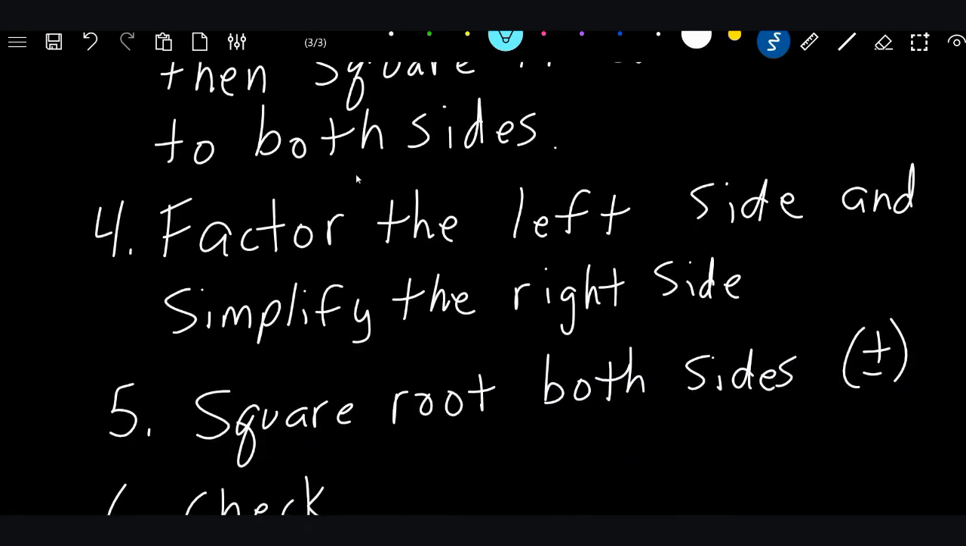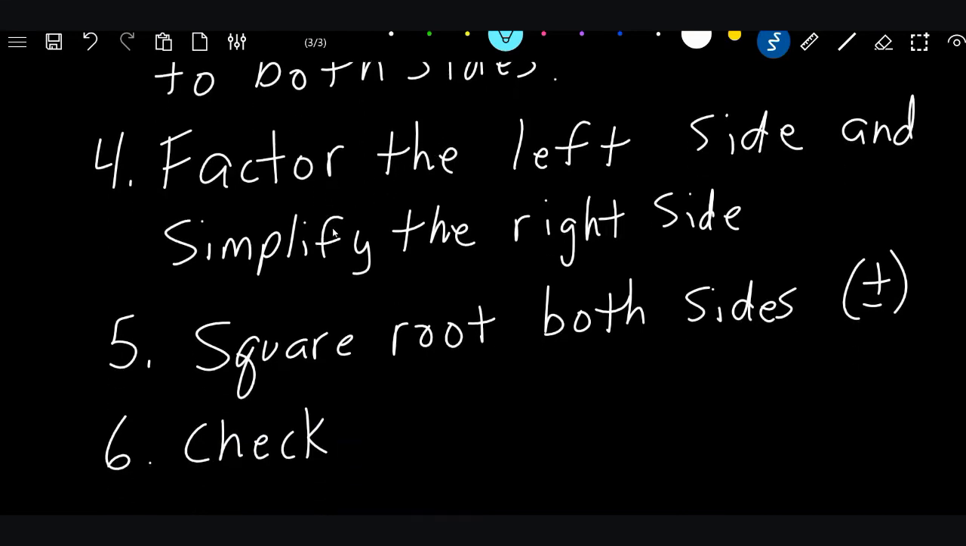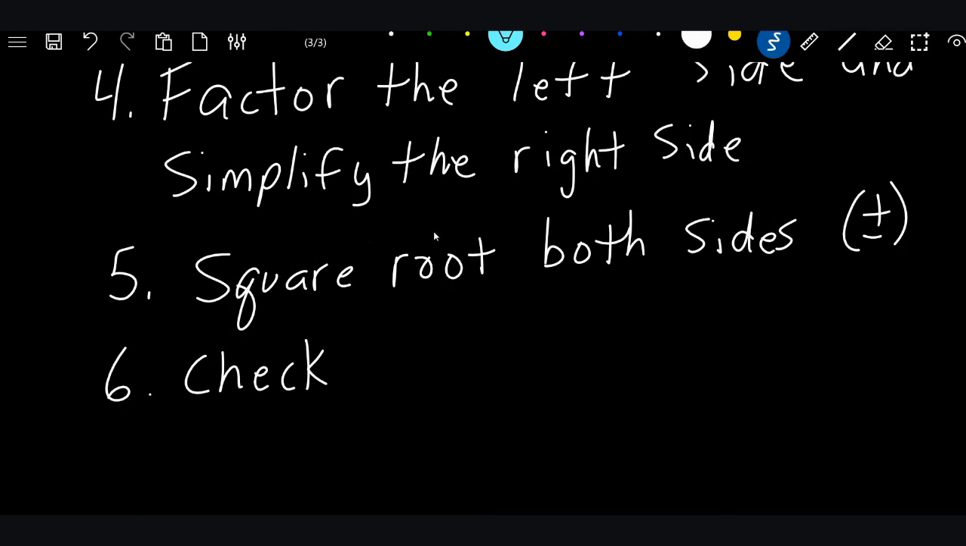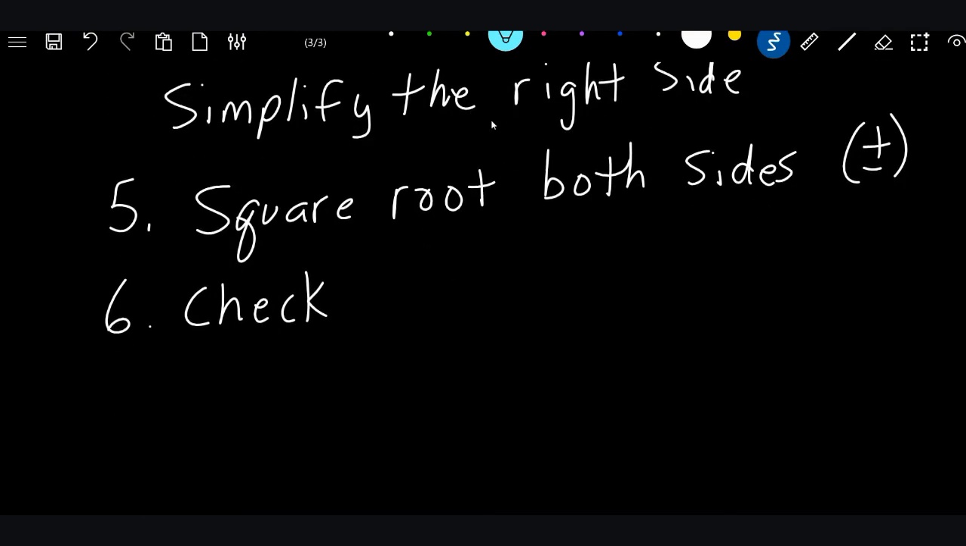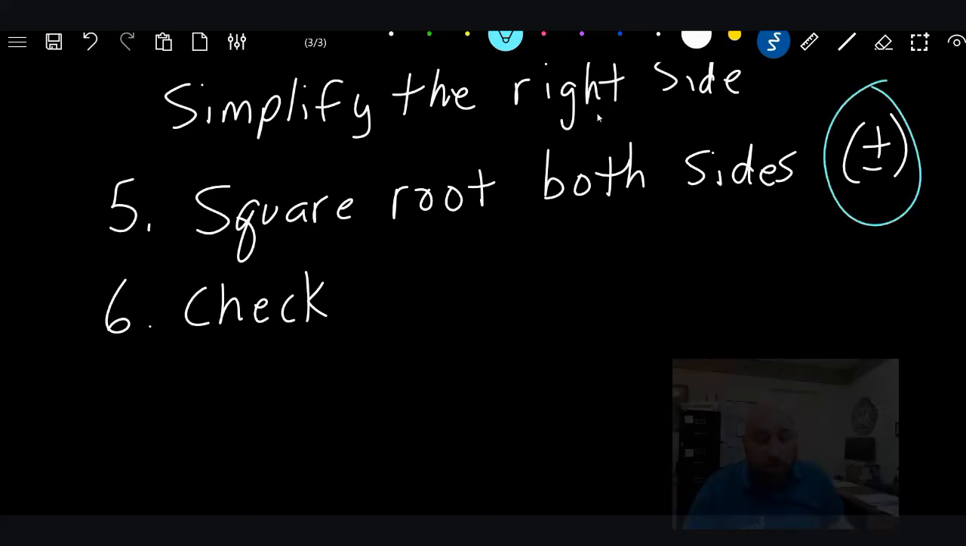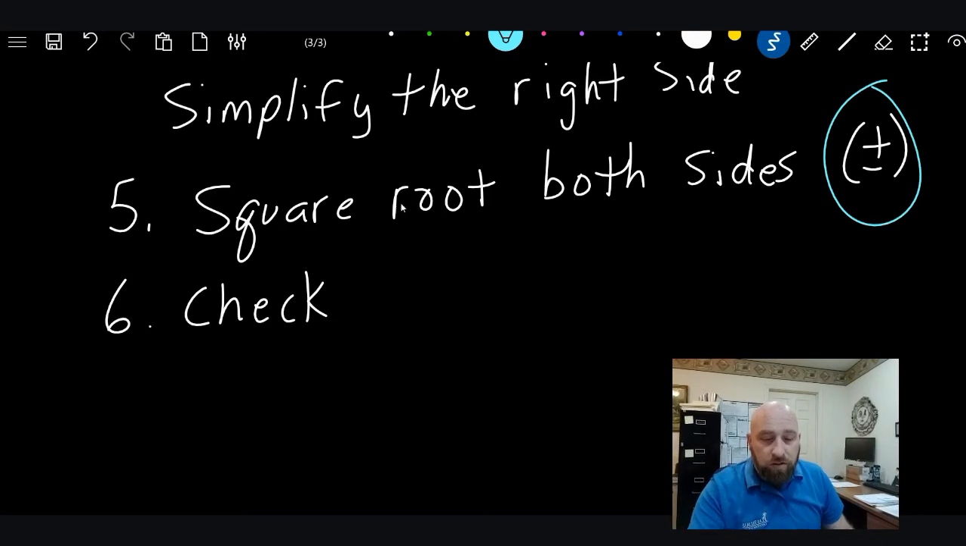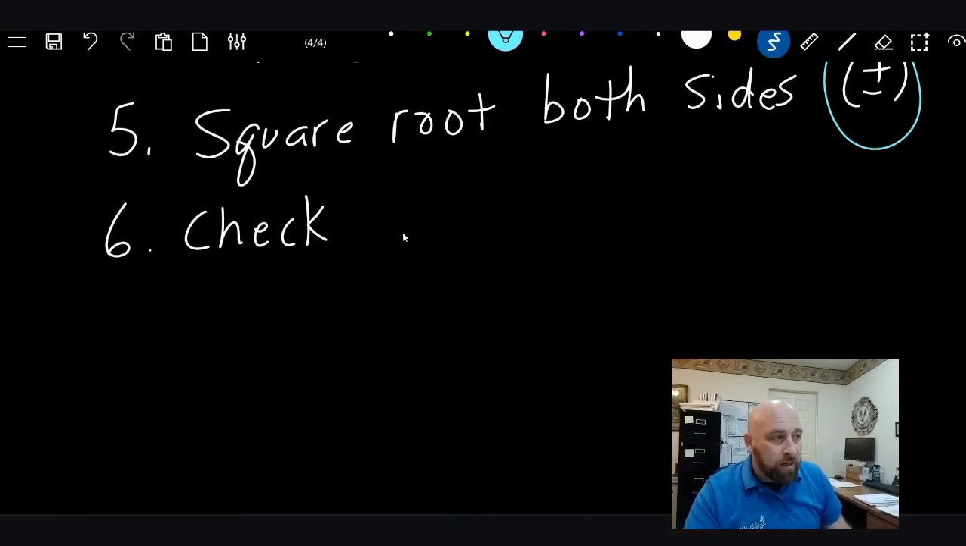Number 4, factor the left side and simplify the right side. You'll see what this looks like when we do the example. Number 5, square root both sides. Then I put the plus minus there. Don't forget when you do that, you get a plus minus. That's where your two answers are going to come in. And then we're going to check it. Okay?